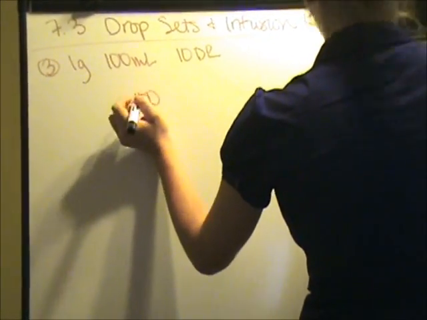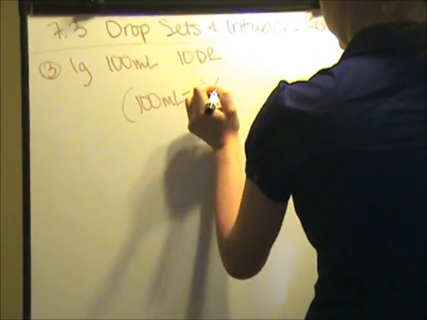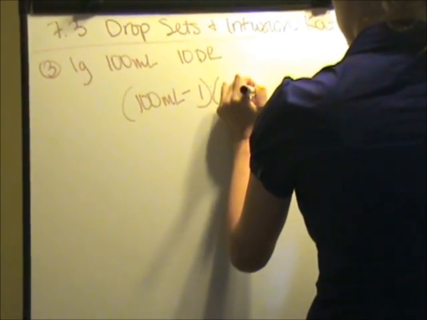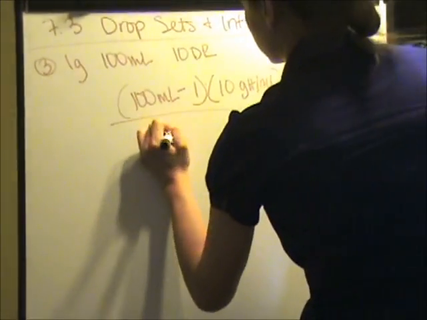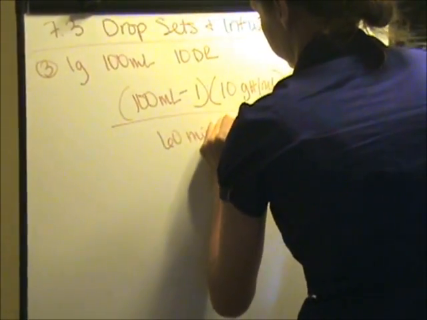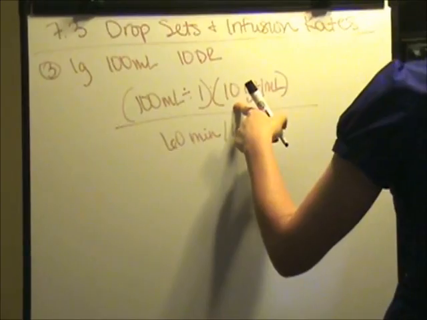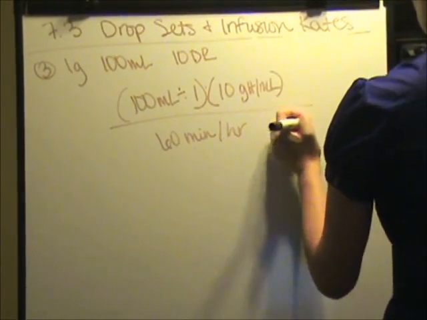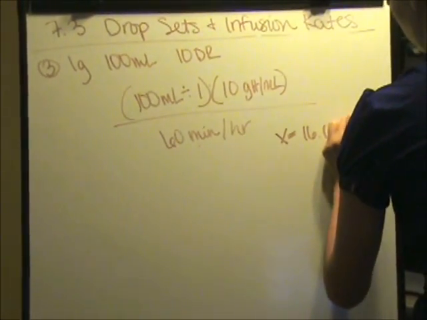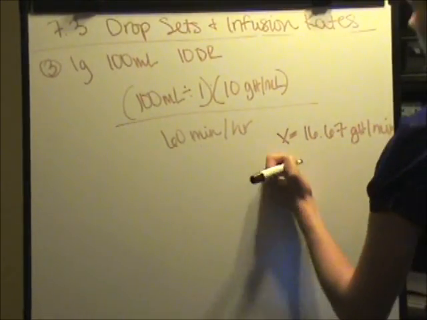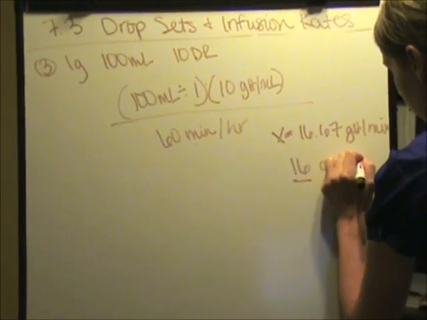So we have 100 ml divided by 1 hour times 10 drops per milliliter, and over 60 minutes in an hour. 100 divided by 1 is 100 times 10 divided by 60. And that works out to 16.67 drops per minute. But remember, we are going to round down because that's not whole. We're going to round back down to 16 drops per minute.